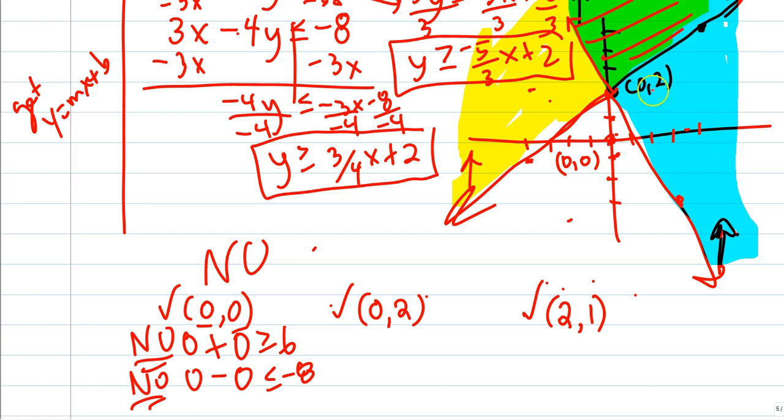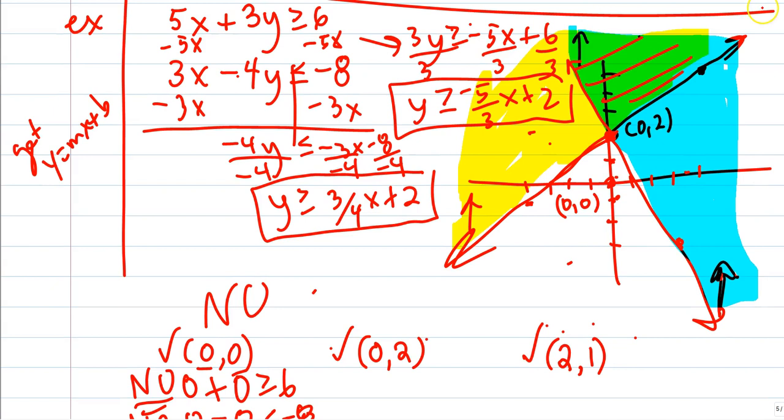What about 0, 2? That's that y-intercept, right? Is that a solution? Is it on the line of solutions? Well, I can check it algebraically. Go back to the top equation. What was it? 5 times x. 5 times 0 is 0. 3 times y. 3 times 2 is 6.